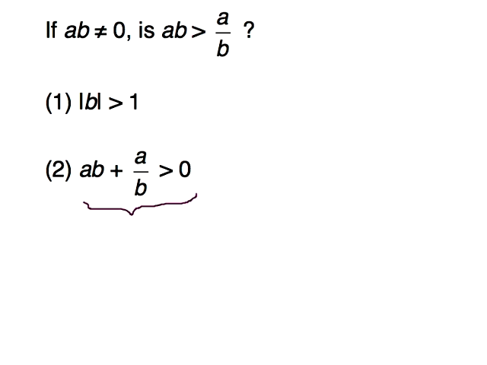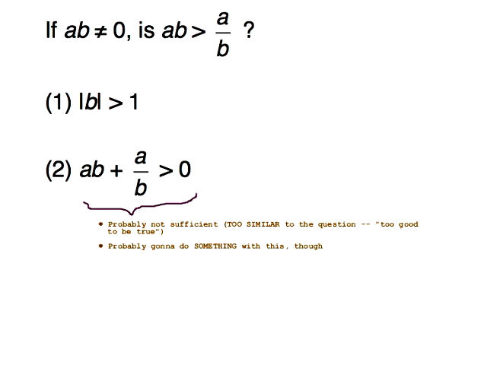So when you look at statement 2, you should think two things. The first thing is, I bet this is not sufficient because it looks too eerily similar. You should think probably not sufficient because it's too similar to the question, like it's too good to be true. But at the same time, it's probably not useless. You're probably going to do something with it, because why would they go to the trouble? If you had 5 seconds to guess the answer, maybe you could guess. But let's talk about it. Also, this is probably not random either, this whole absolute value thing.